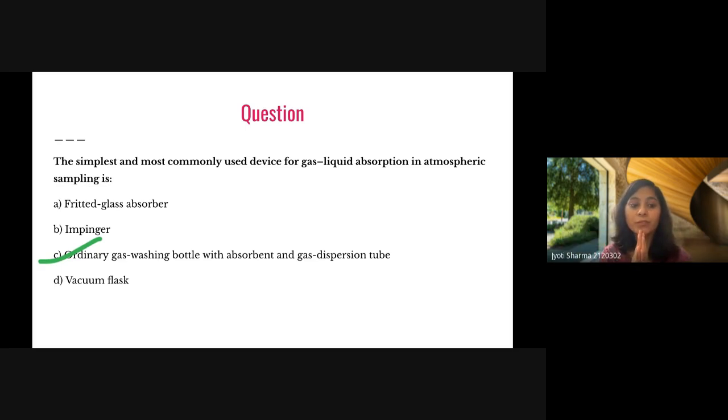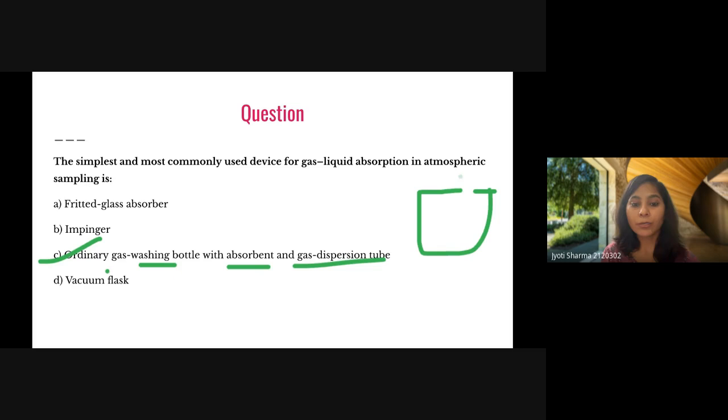So people use a very ordinary, very simple gas washing bottle that has the absorbent and gas dispersant. It looks something like this. We have a bottle, and that bottle has a tube, and the gas will come in through this tube. Here we may have some cork or valve that can manage the in and out of the air. So most of the time we use this one.